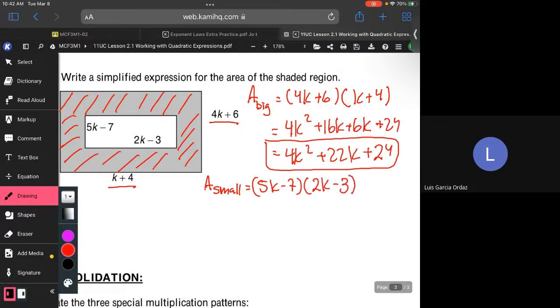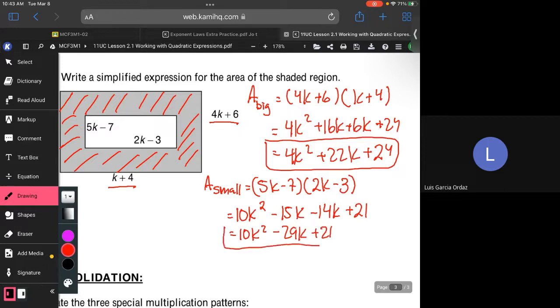Are we solving it now? Okay. So 10k squared minus 15k minus 14k plus 21. And then it's 10k squared minus 29k plus 21. All right. So the area of my small rectangle is 10k squared minus 29k plus 21.